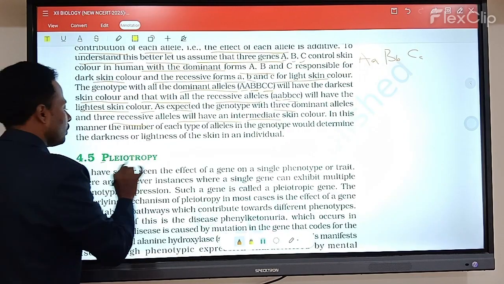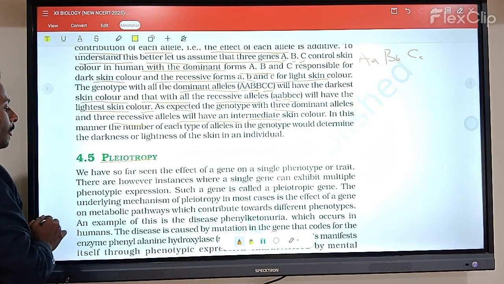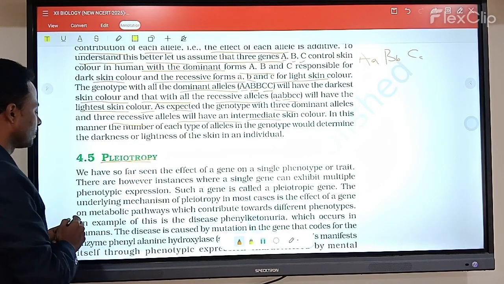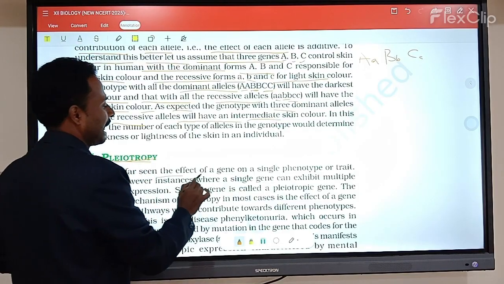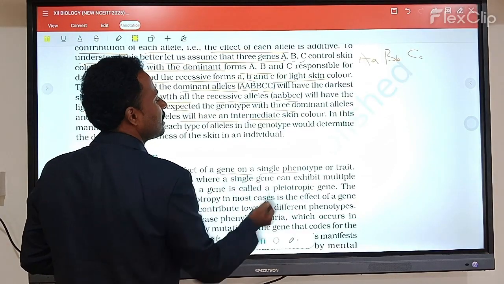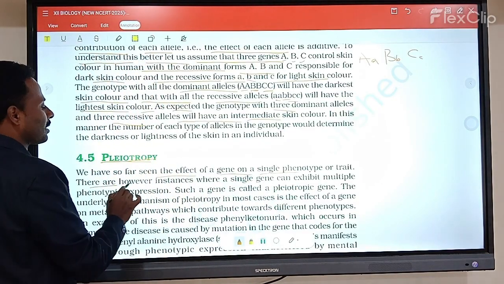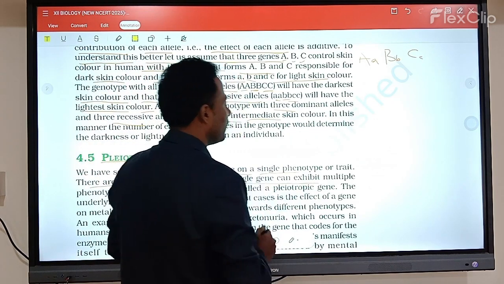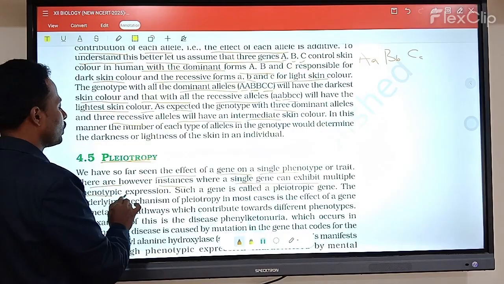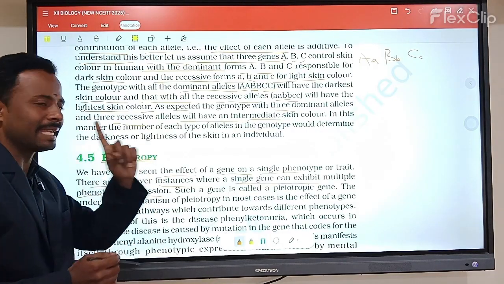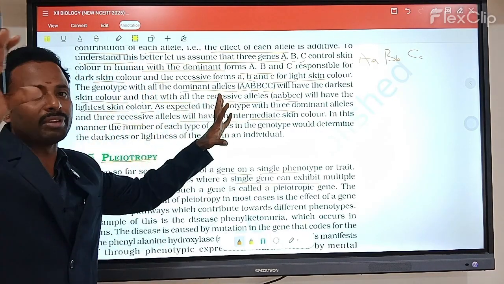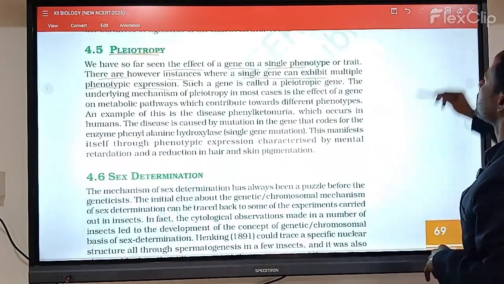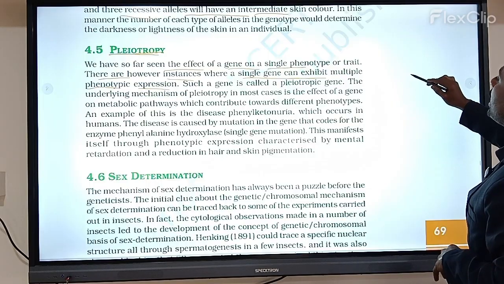Okay, and then what is pleiotropy? Pleiotropy. See, so far you have seen the effect of a gene on a single phenotype or trait. There are, however, instances where a single gene can be exhibited as multiple phenotypic expressions. So it is a single gene, but it shows different variations, multiple variations, in that process.